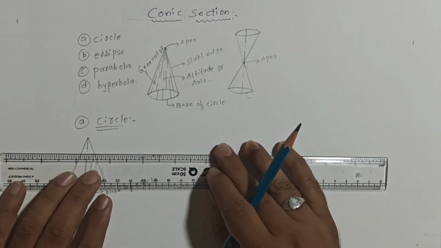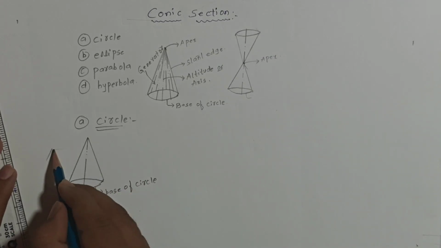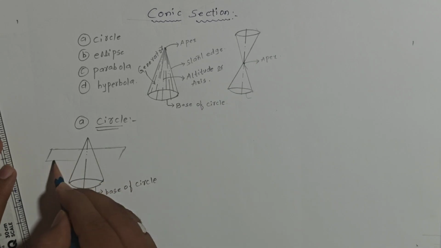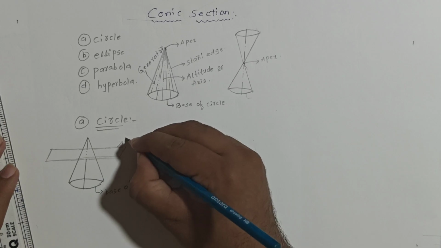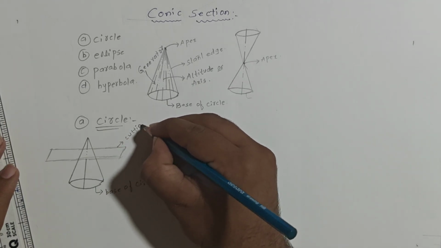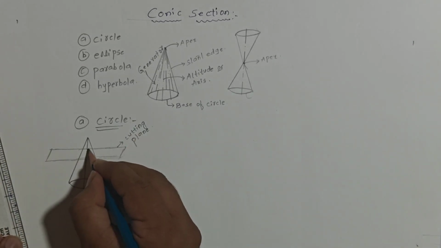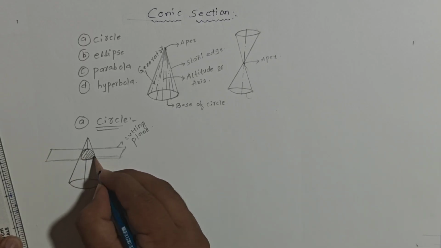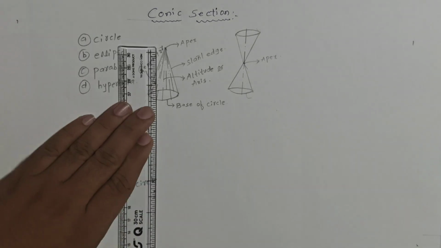So this is what I'm doing over here. I'm using one cutting plane. This is what we can call the cutting plane. We need to cut the cone in such a way that this cutting plane should be parallel to the base of the cone. Then what will we get? We will get the shape of a circle. Clear? Again, a question will arise.